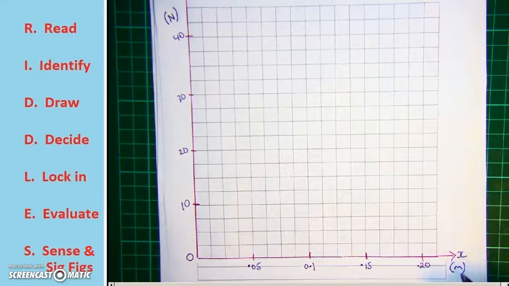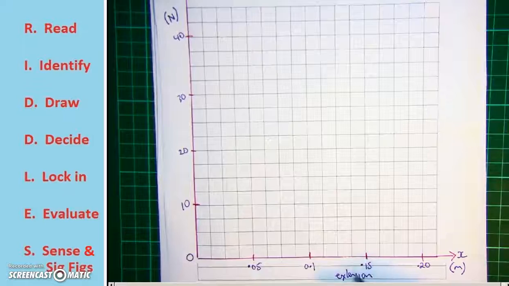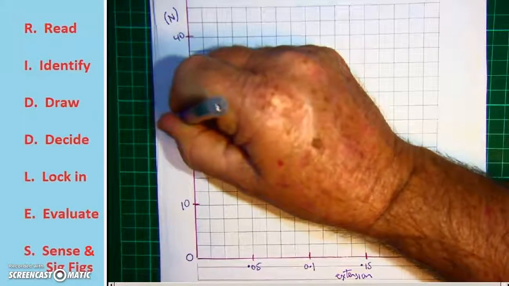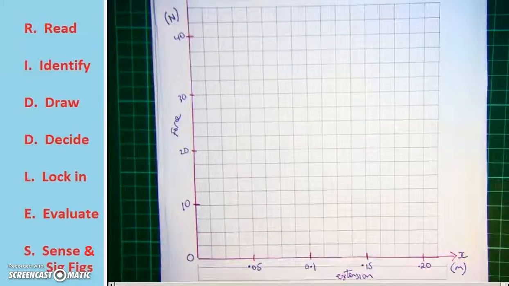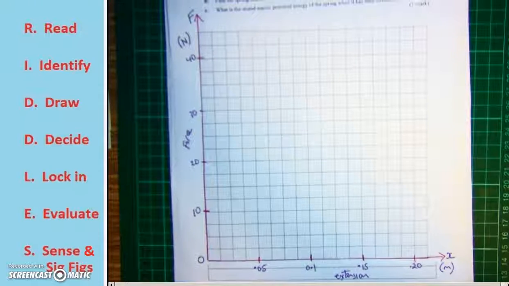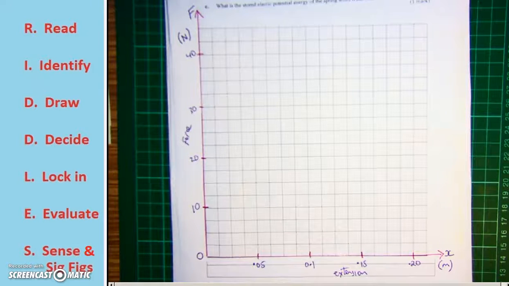X, horizontal, extension in meters. So this is the extension, so let's label that. And here, let's label this force. Okay, now I can plot points.